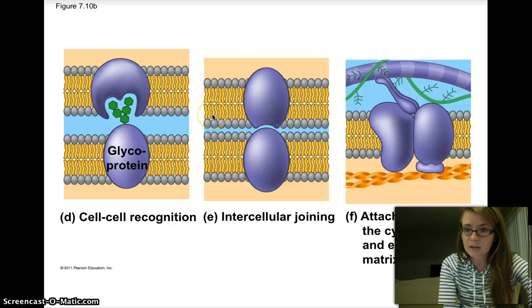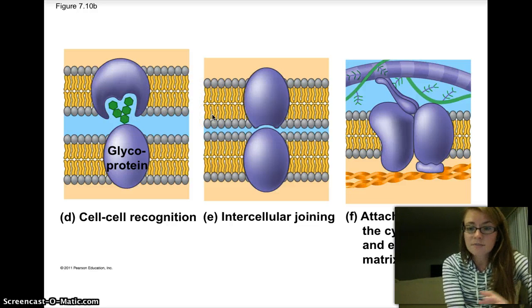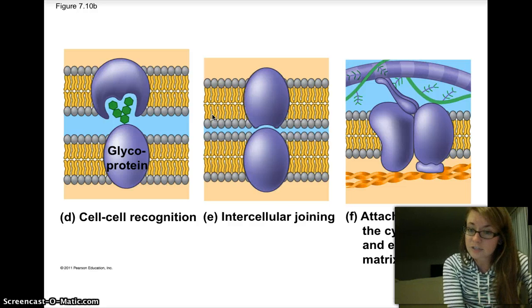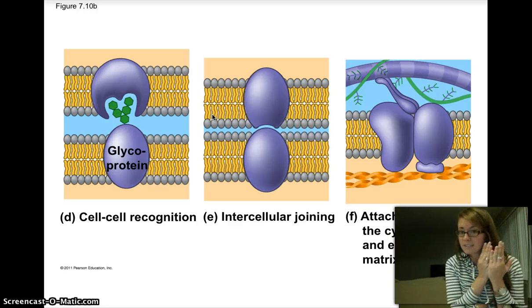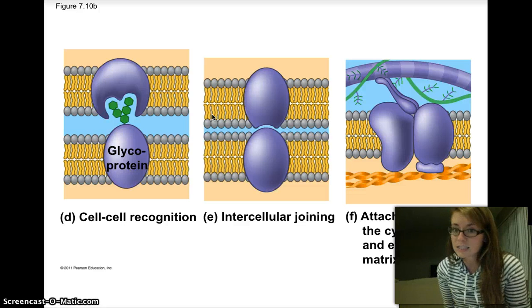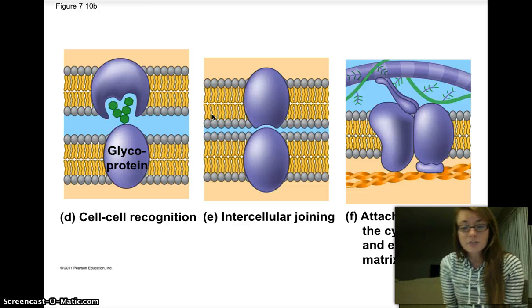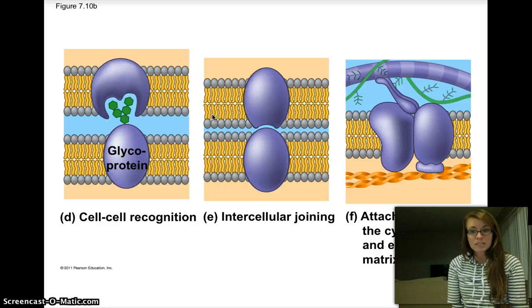Sometimes we have two cells that are stuck together for a very particular reason. For example, in your stomach, your cells are stuck together very, very tightly because you don't want your stomach acid to leak out and melt your body. So it's important that those proteins can hold your two cells together.